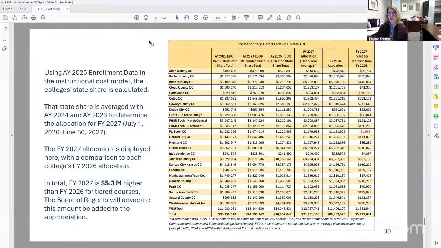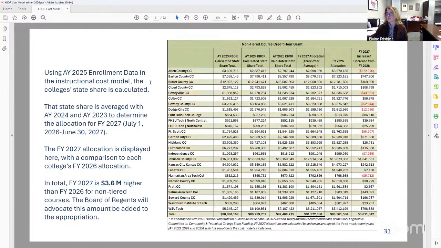So we do have schools with enrollment growth. And so we have an increase in expense for next year of just under 5.3 million. These are the tiered courses. And we have the non-tiered courses. So for non-tiered courses, the same cost model application would equate to 3.6 million higher in 2027 than in 2026.